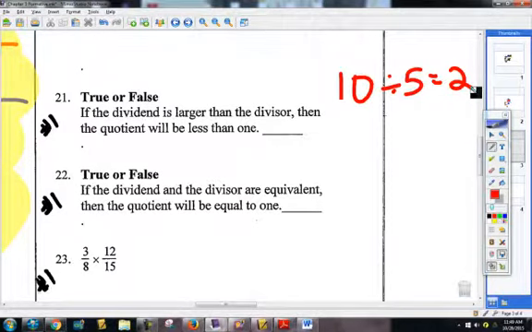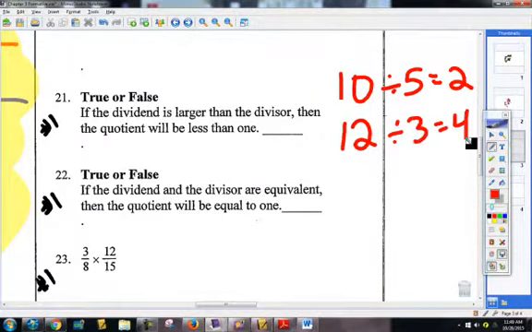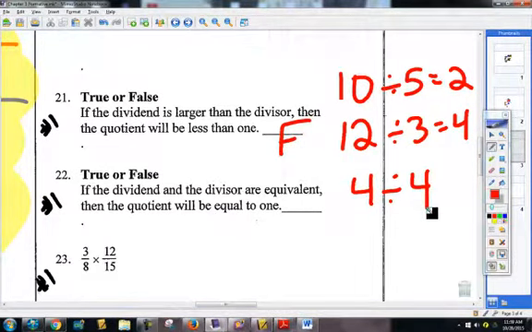Okay, I can do this for a different one. So I do 12. Let's say I'm dividing it by 3. Is that going to be less than 1, guys? No. So this is absolutely false. It would actually be greater than 1. If the dividend is ever larger, then the quotient is greater than 1. Now, if the dividend and the divisor are equivalent, so we're doing 4 divided by 4, what's that always going to result in? 1. Anything divided by itself is going to be 1, so that is absolutely true.